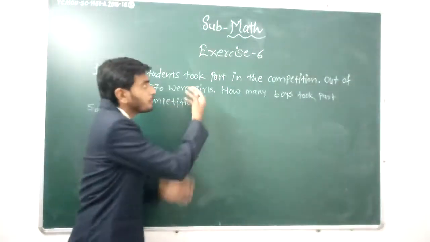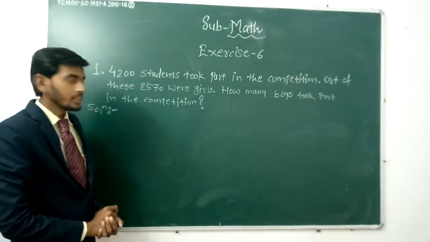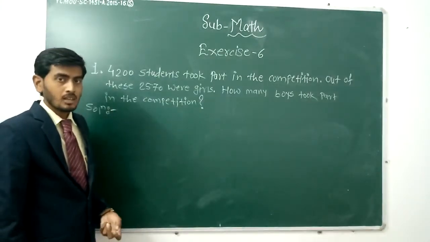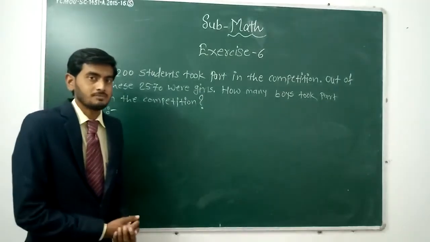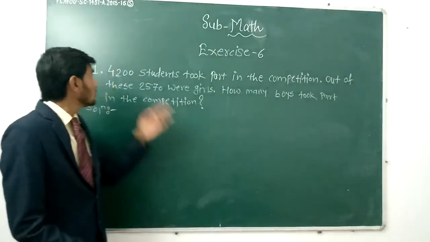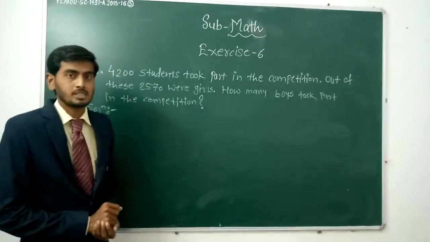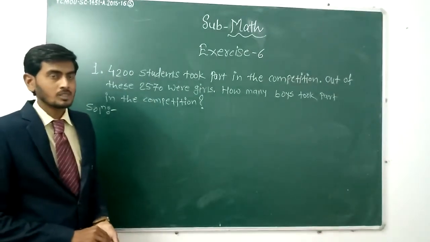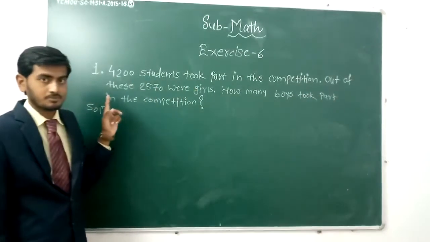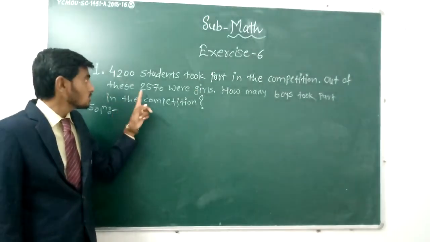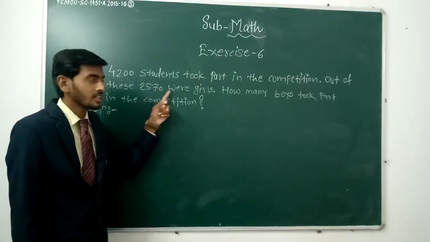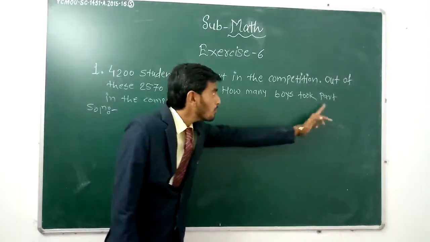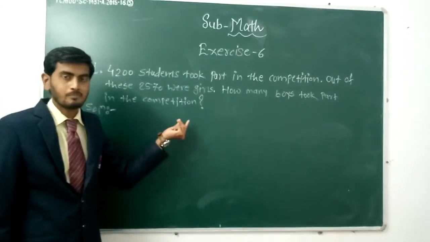So firstly understand the meaning of this question. 4200 students in the school organized one competition. So in this competition, total 4200 students participate. Out of these students, 2570 were girls. So we calculate how many boys took part in the competition.